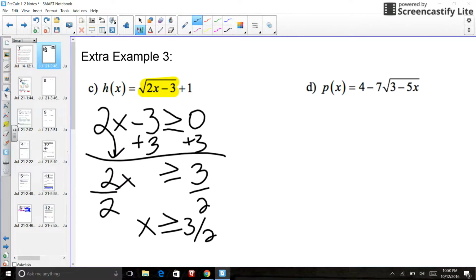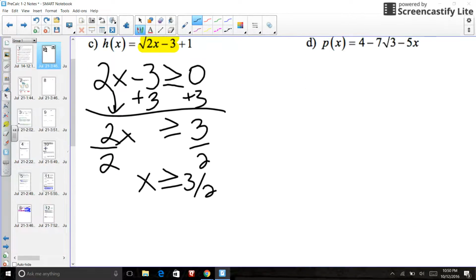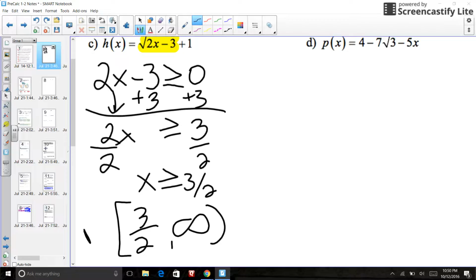And then I think to myself, are there any other domain restrictions, to which I say nope, because there's nothing in the denominator, so we're all good. So how do I write that? Well, x has to be greater than or equal to 3/2, and then it goes towards infinity. So I've got my 3/2, I've got infinity. Infinity is unbounded, so that's always got a parentheses, but then could it be 3/2? The answer is yes. So what kind of thingy do you get? You get a bracket. So my domain is 3/2 inclusive up to infinity.